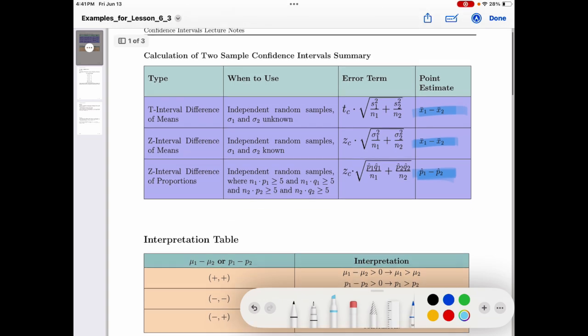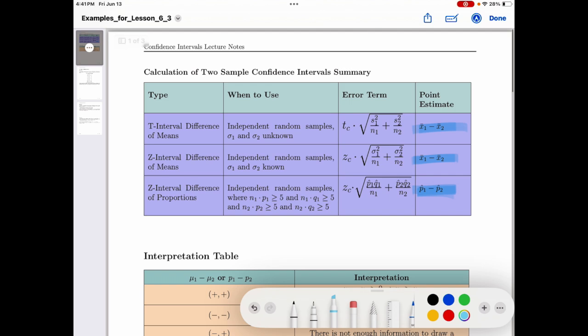Okay, so let's look at the first table in the first row. This first row is for a t-interval for the difference of means, which is why we have x1 bar minus x2 bar as our point estimate. We're talking about the difference, meaning subtraction of means. So x bar 1 goes with the first sample, and x bar 2 comes from the second sample.